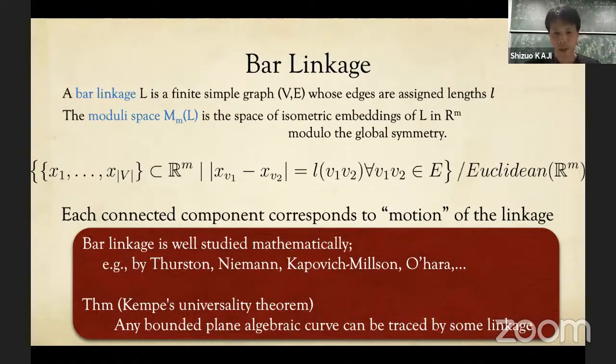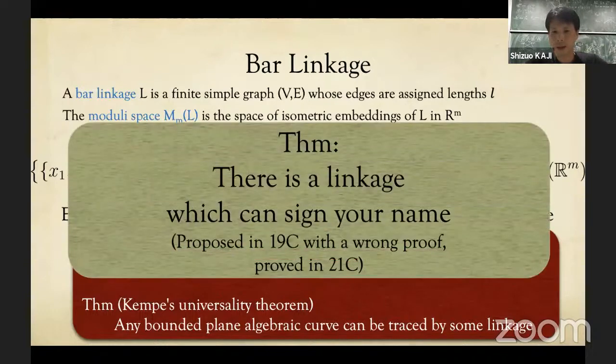And one big theorem about linkage, the configuration space, the space of all states, is given by Kempe, but he claimed he gave the proof of his theorem, but actually it was found to be false. But anyway, now this theorem is called Kempe's universality theorem, which is about planar linkage, linkage in R2, two-dimensional Euclidean space. This theorem states that any bounded plane algebraic curve can be traced by some linkage. In other, more casual words, this theorem assures that there is a linkage which can sign your name.